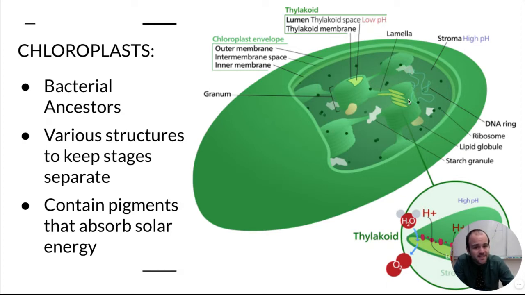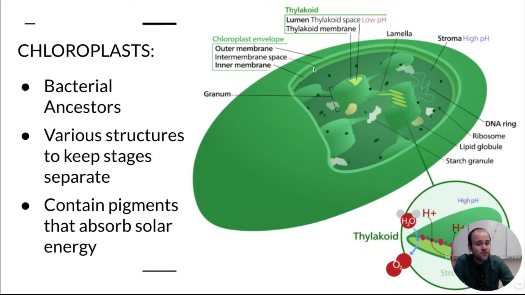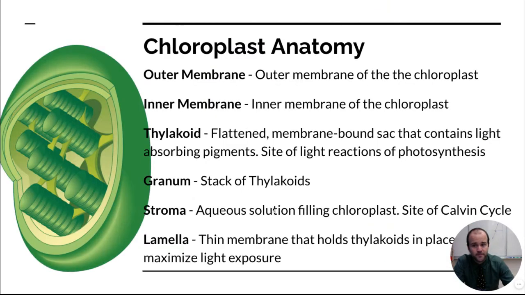You can see there are these stacks of discs. The stacks together are called granum, but an individual disc is called a thylakoid. And that's where a lot of our light reactions are going to take place. The chloroplast has its own version of cytoplasm called the stroma, which has a really high pH, and that is going to be the site of the dark reactions, or the Calvin cycle. And these thylakoids are going to have a pigment that we were talking about, chlorophyll, along with a couple others, that are going to absorb solar energy.